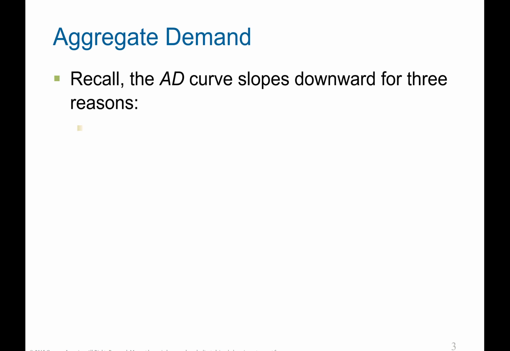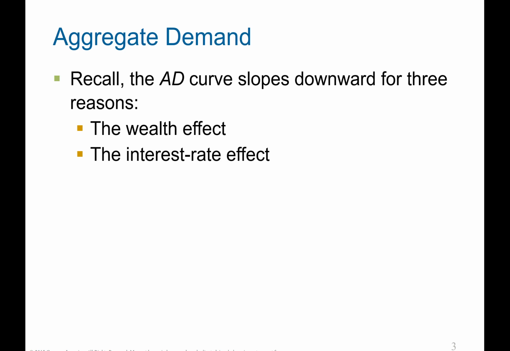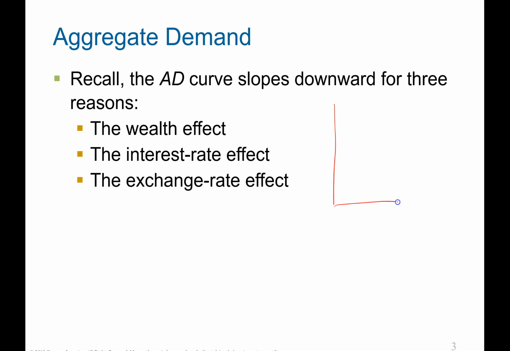Aggregate demand is the combination of the four components of GDP, so consumption plus investment plus government expenditures plus net exports if it's an open economy. And we've drawn the aggregate demand curve before, and we saw that it sloped downward. And we say that there are three reasons that that aggregate demand curve slopes downward.